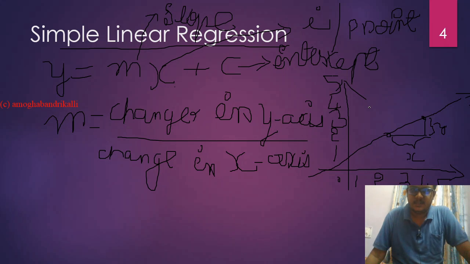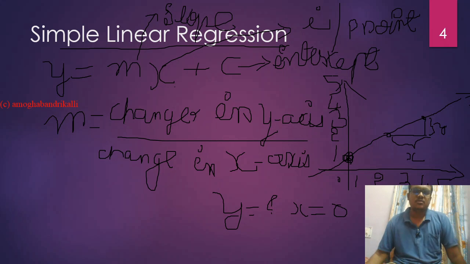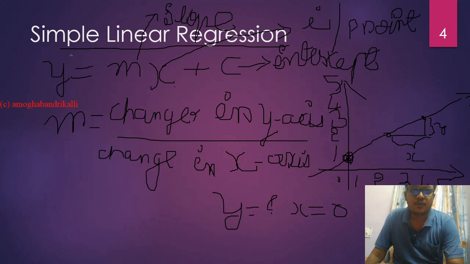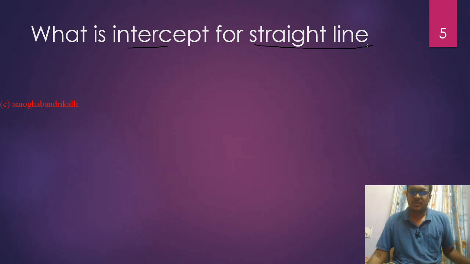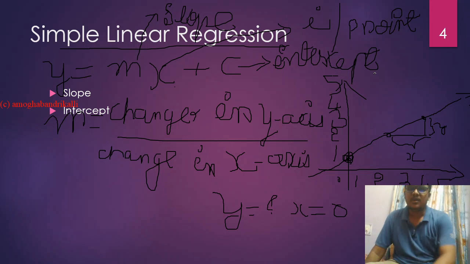So what does this intercept value actually mean? I am talking about the y-intercept. What is the value of y when x is equal to 0? When x is equal to 0, what is the value of y? That will be the y-intercept. So this is called both slope and intercept. Let me give you how to find the intercept for a straight line. Here we have seen how to find a slope and what is actually an intercept for the y-axis.